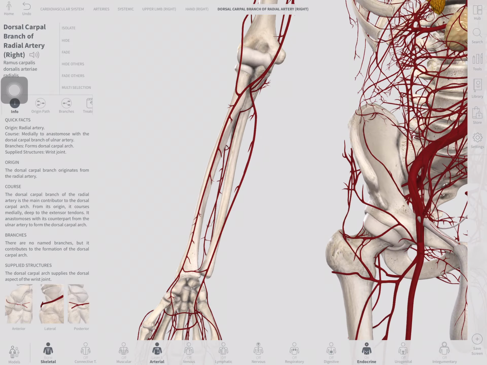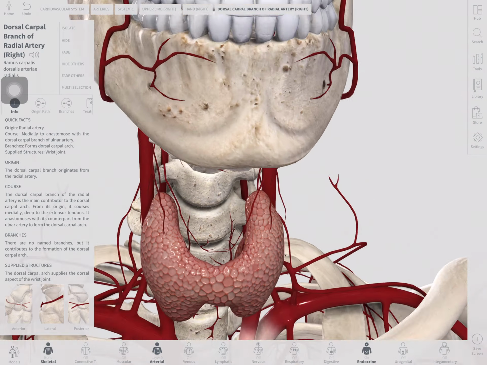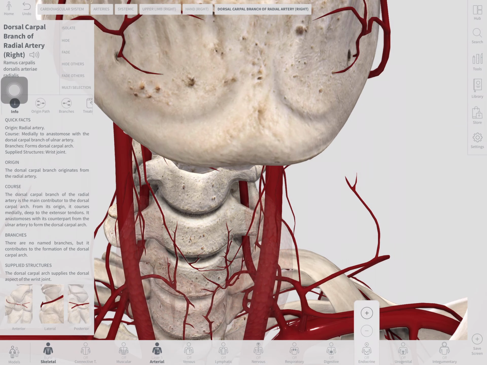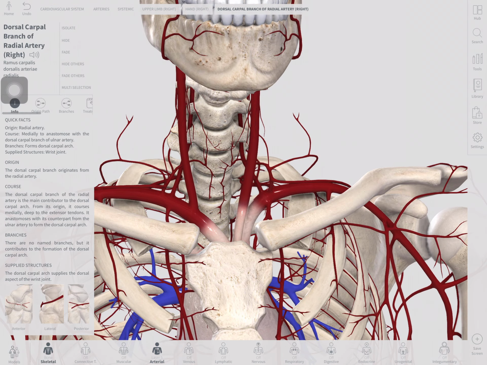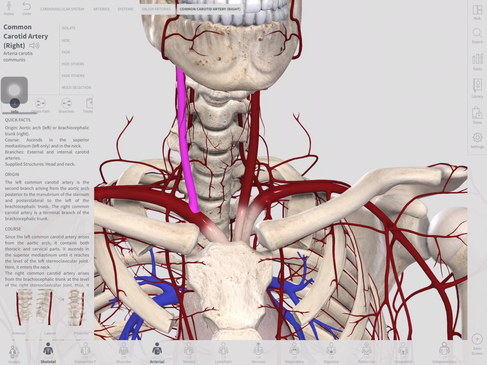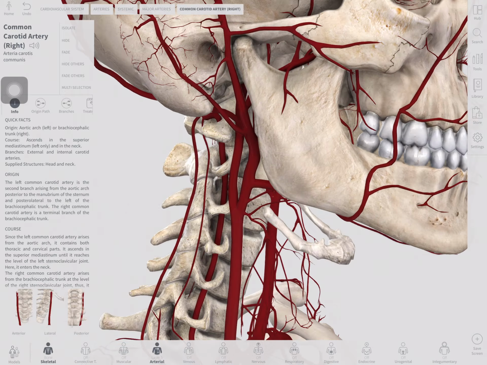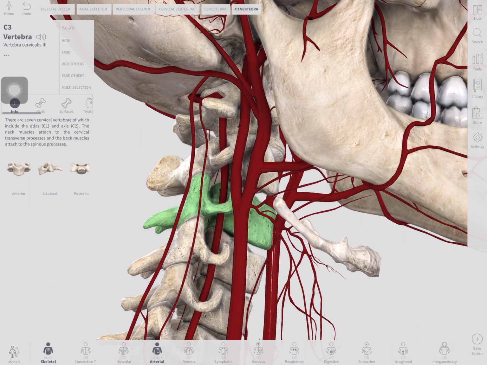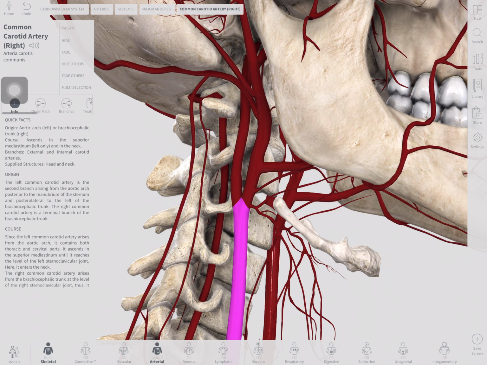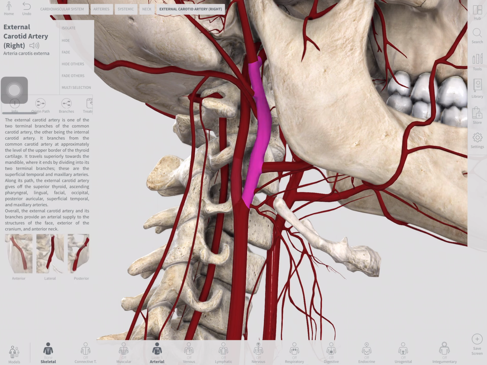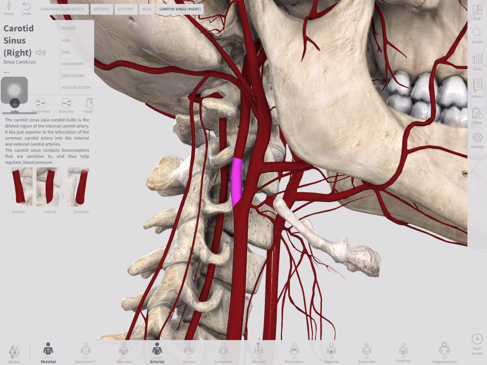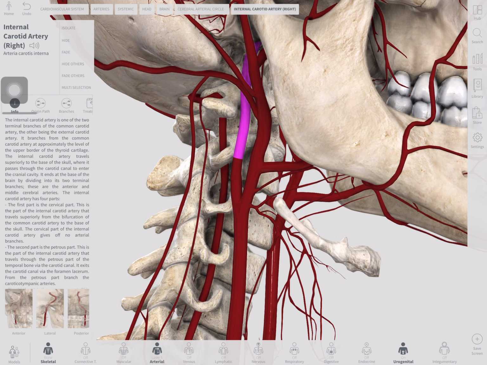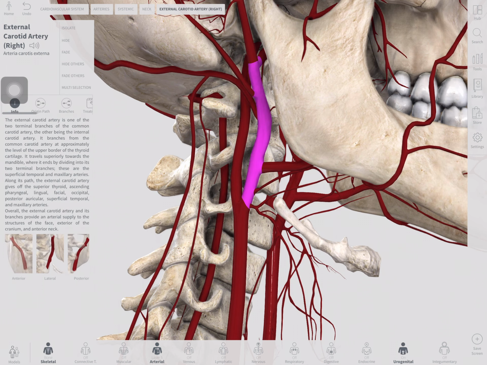Likewise, in the neck, you have the common carotid, which at the level of the C3 vertebra divides into the external carotid and the internal carotid artery. This is called the carotid bulb, and this is the internal carotid artery.